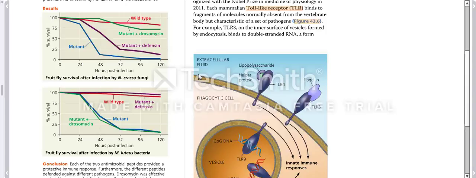So the chart shows that the wild type did relatively well at keeping the flies alive against the fungi and bacteria, and the mutant plus drosomycin, maybe? I don't know how to say that properly, but it was an effective defense against the fungi, but not the bacteria. So the mutant with defensin worked well against the bacteria, but not against the fungi, and the mutant alone did not protect well against either pathogen.